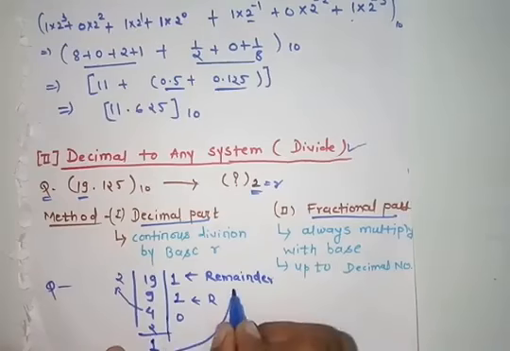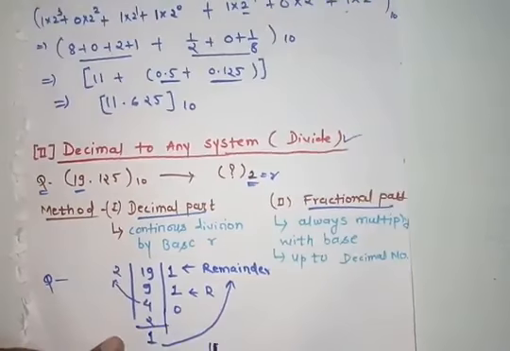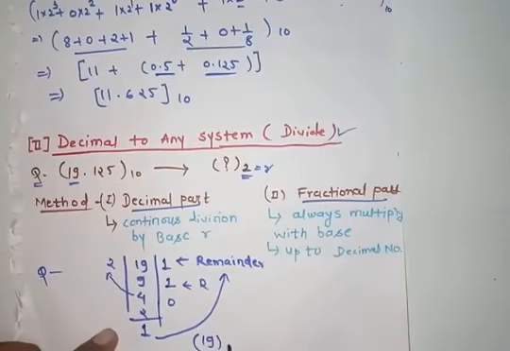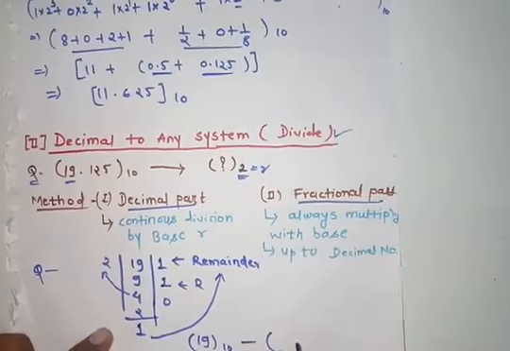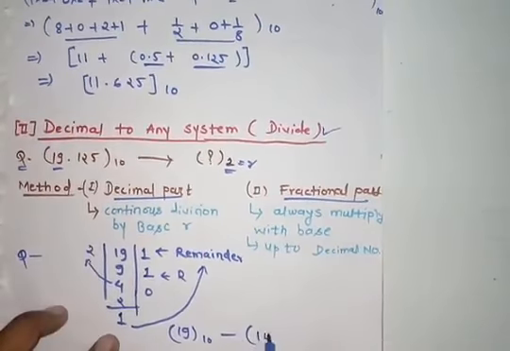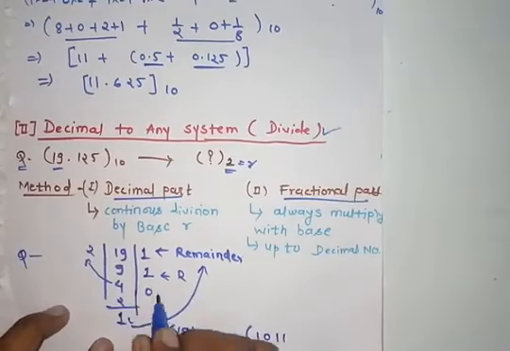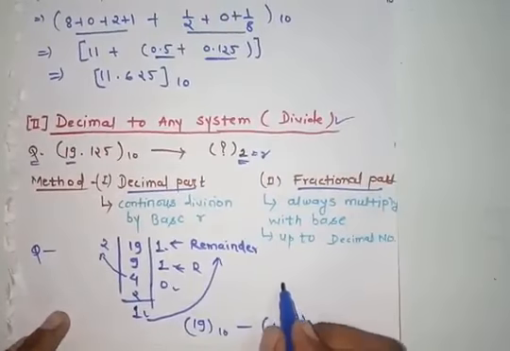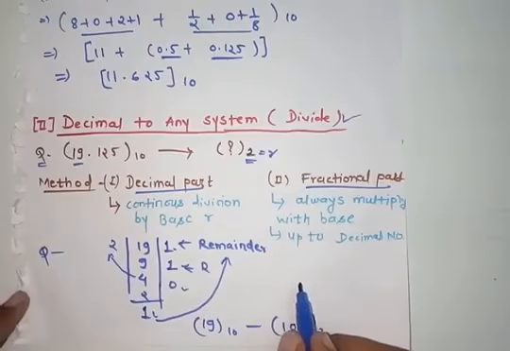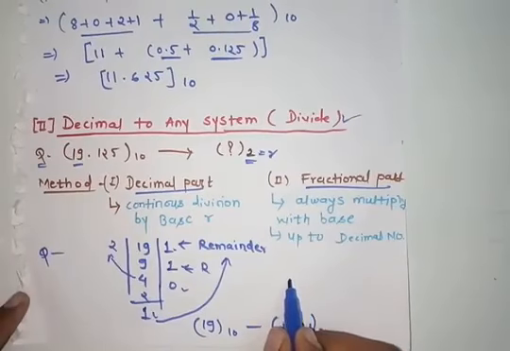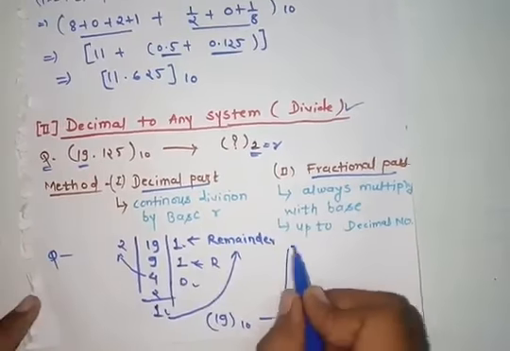We have to write like this. How can I write 19, decimal to binary? 1 0 0 1 1. This is what I wrote. After this I have to consider the fraction part. What is the fraction part?